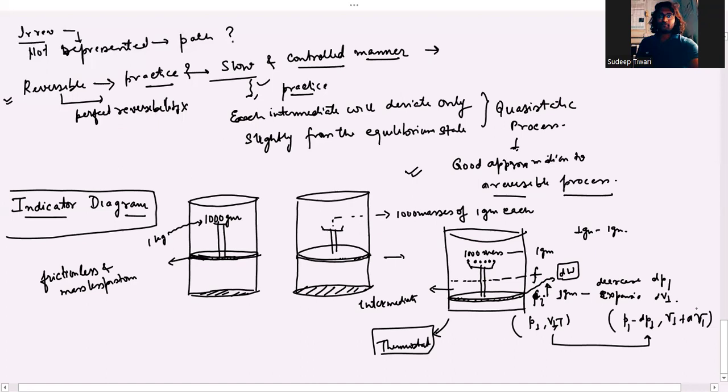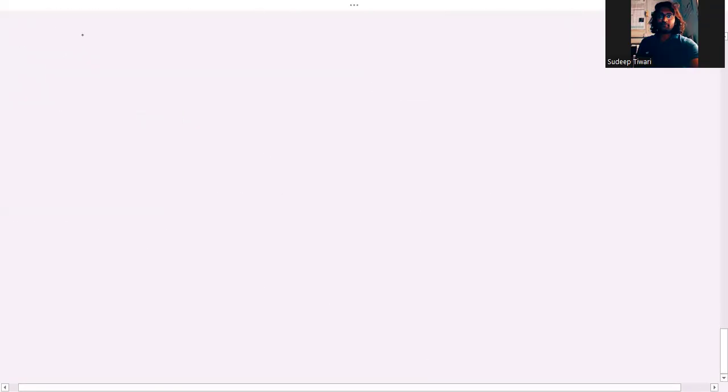You can only think of something called a quasi-static process theoretically, and those quasi-static processes are nothing but a good approximation to the reversible process in which all the intermediate states deviate only infinitesimally from the equilibrium state. I hope now I have made the point very clear. If there is still doubt, please let me know.